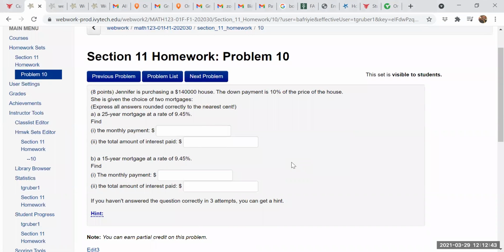Okay, so let's see here. Jennifer is purchasing a 140,000 house. The down payment is that, right? All right, so she's given the choice of 2 mortgages. So here we want to look at a 25%. So basically the monthly payment, right? You have to use the PMT function to estimate that. And then you know how I showed you how to find the interest. So basically, PMT and then the interest. All right. So this to some extent has been dealt with earlier. Okay. Nice. Now let's go to number 11.